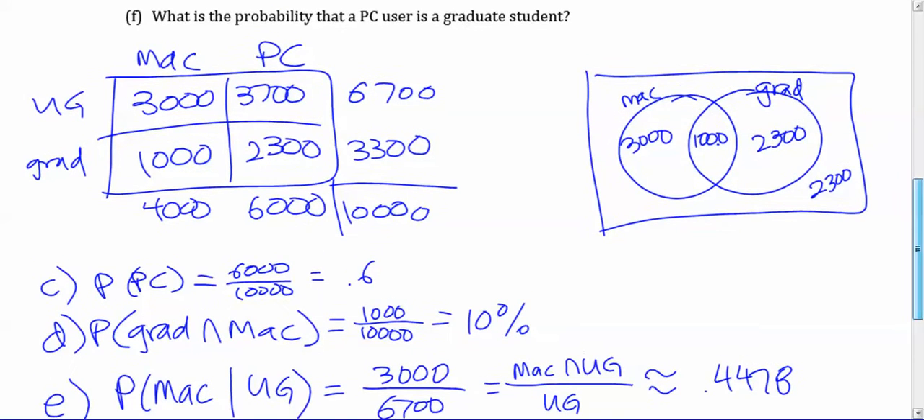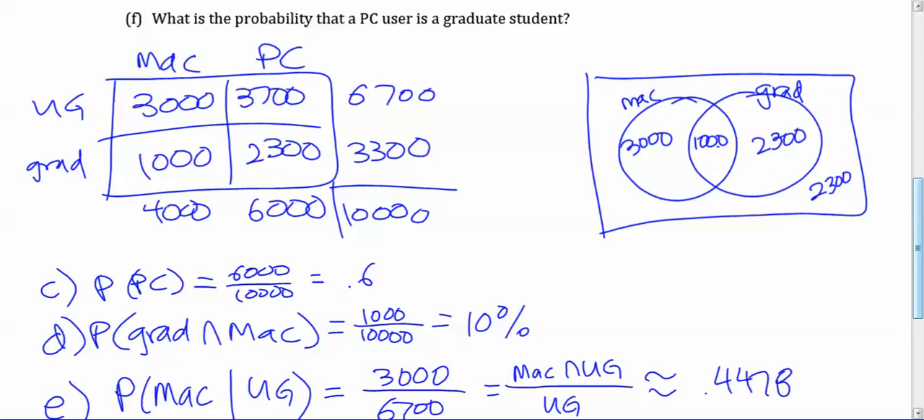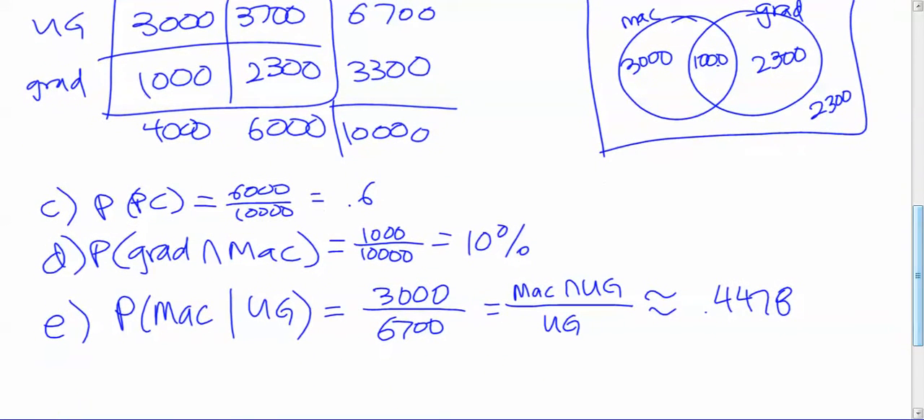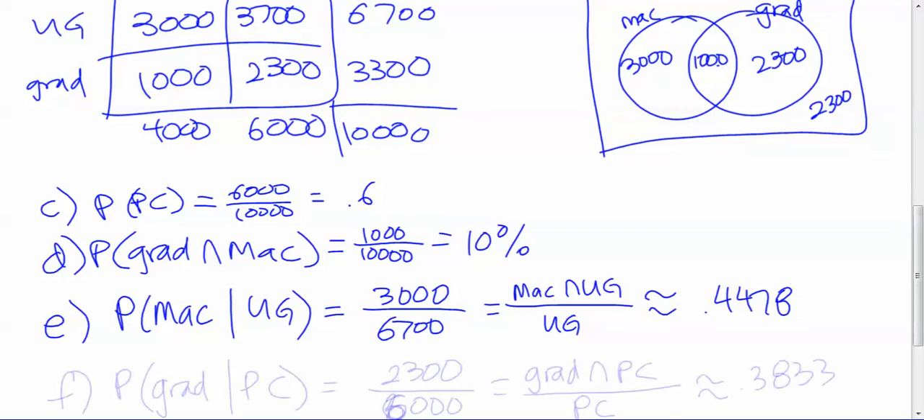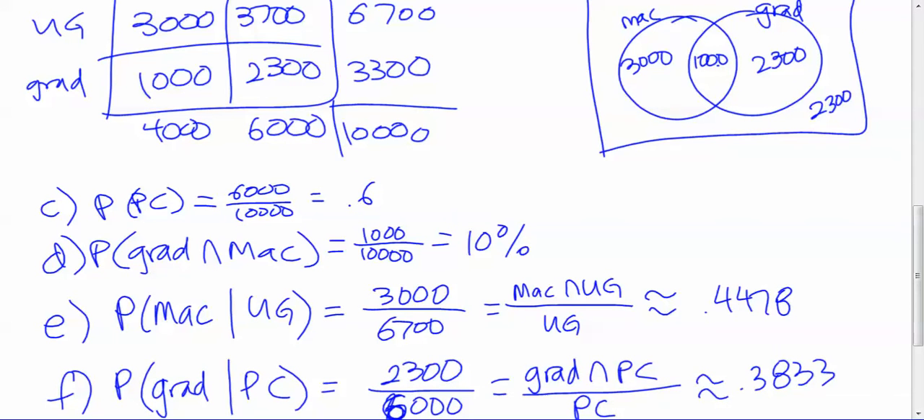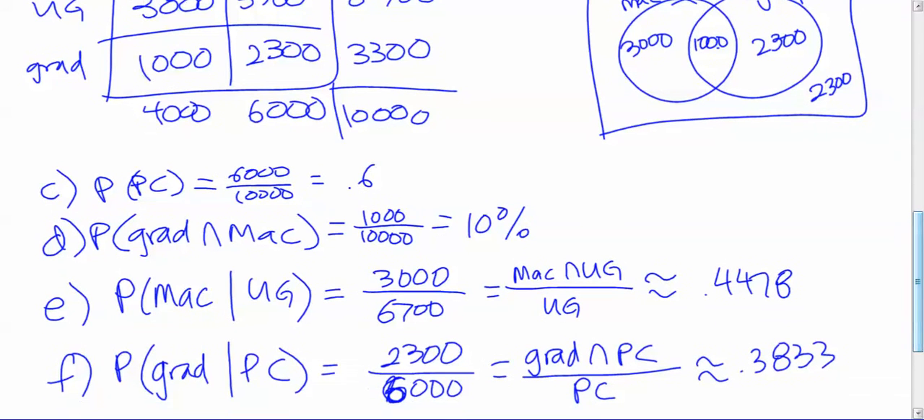And the last one, what is the probability that a PC user is a graduate student? So you already know this person uses PCs, and there's 6,000 of those. Out of those 6,000, what's the probability that they are a graduate student? So I'm going to be looking at the number of people who are graduate students and PC users out of just those that are PC users. And you should end up getting something like this. What's the probability they're a graduate student given that they use PCs? And you get a number that's about 38%.